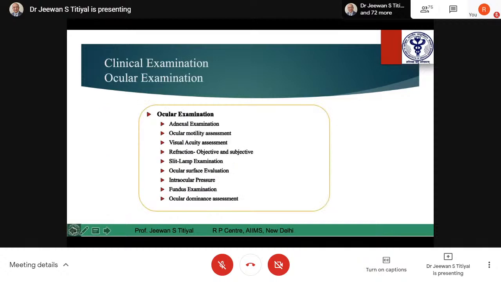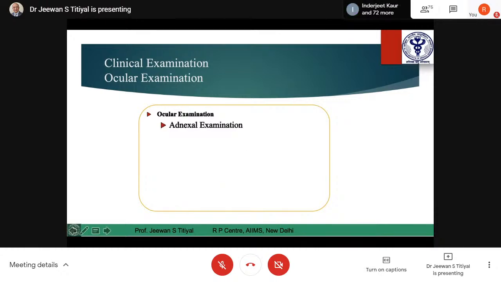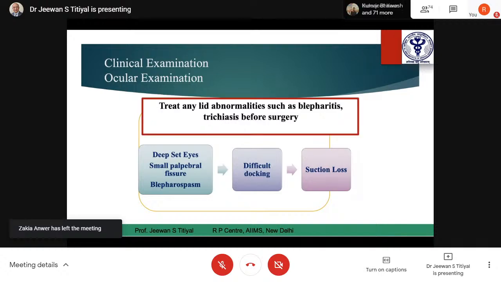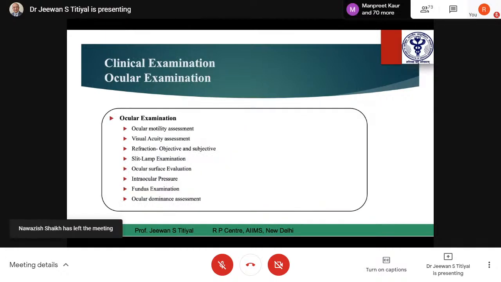Examination wise, we all know you have to look into all the aspects. We'll go one by one for these patients. In external examination, it is important to look for any lid problems and treat lid abnormalities. Though these patients are young, most would have contact lens use. They can have blepharitis, and sometimes they can have MGD also. So that should be treated as such.